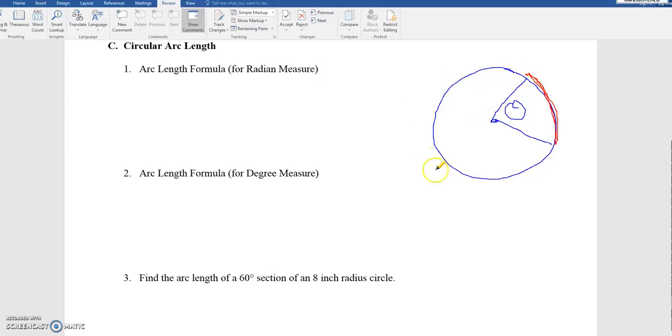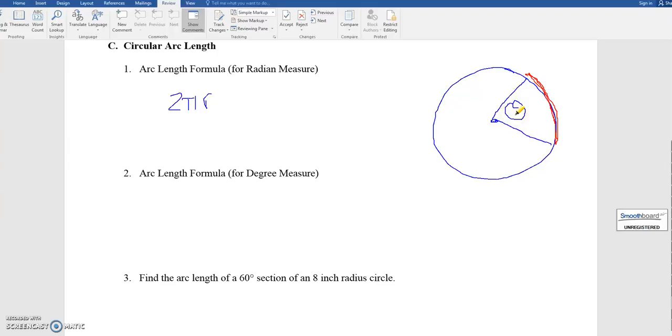So first thing we should realize is that arc length is simply a part of circumference. So any formula that we come up with has to start based on circumference. And hopefully we realize that our circumference formula is 2 times pi times the radius. So 2 pi r. But if we look at my picture here, I don't want the entire circumference, I just want part of it. And so I'm basing that on this angle measure here.